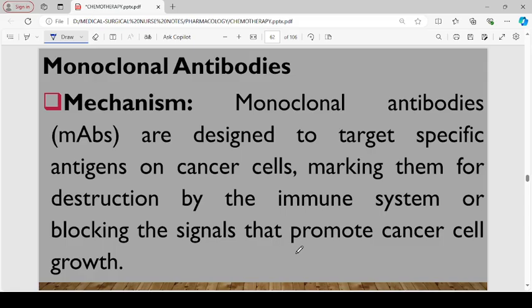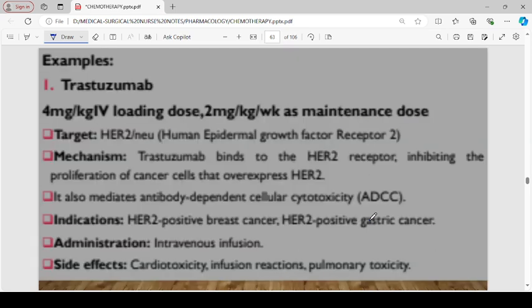The other subgroup under this class of therapies is the monoclonal antibodies. These monoclonal antibodies are designed to target specific antigens on cancer cells, marking them for destruction by the immune system or blocking the signals that promote cancer cell growth.